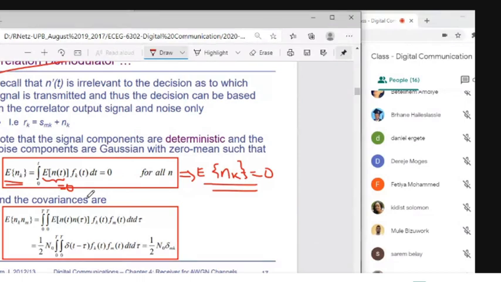Okay, if the mean of n_k is zero, the next question is how much the expectation, or the mean, of r_k would be. This is the expectation of s_mk plus the expectation of n_k. And of course, the expectation of n_k is zero, so this would be s_mk.